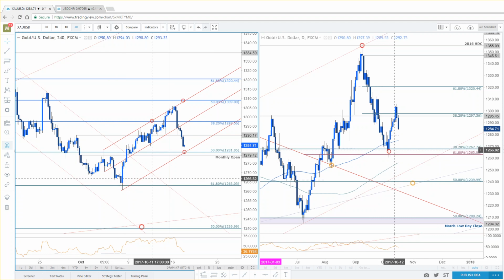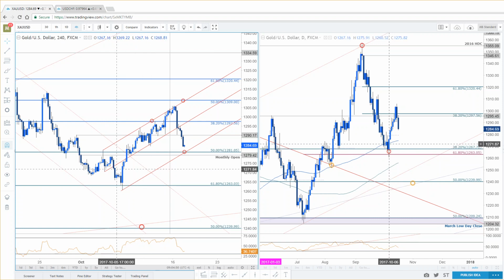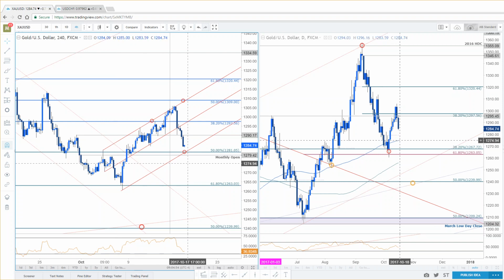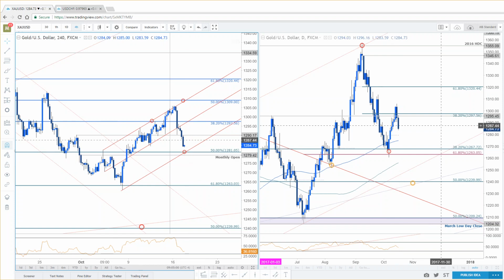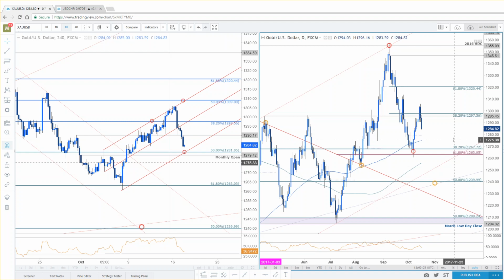The reversal day close comes in right here at 1275 as well. Okay, so you have that nice confluence region, and that's with the downside break. So for me, game plan, looking for exhaustion here. If it breaks below, I'm neutral. A move below here kind of opens up the floodgates, I think, in such a scenario for gold.